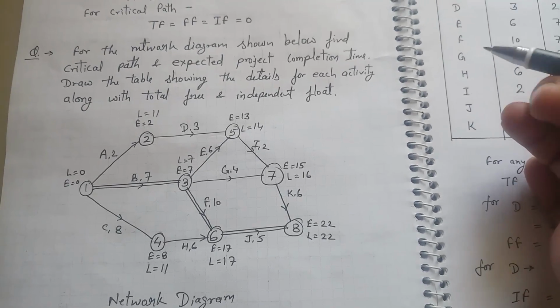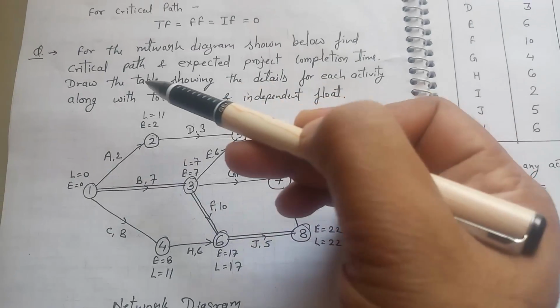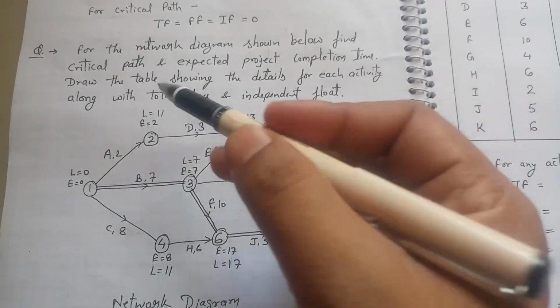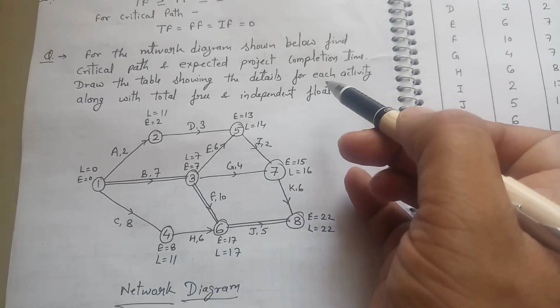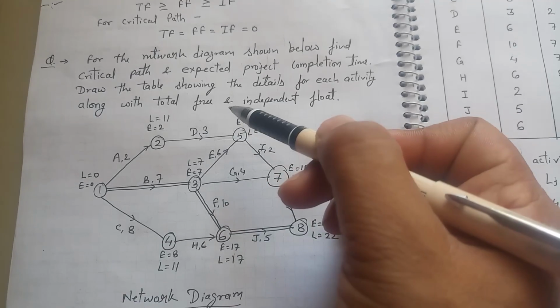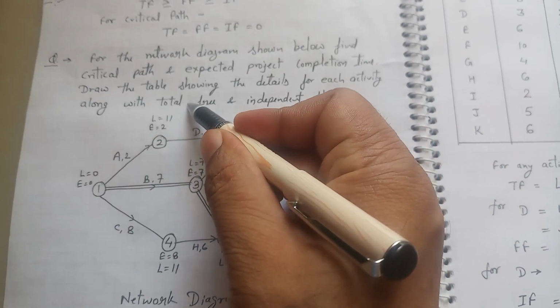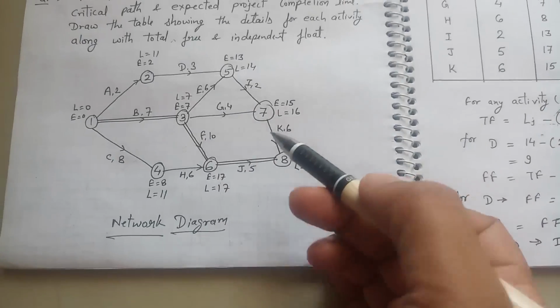So the problem is, for the network diagram shown below, find the critical path and expected project completion time. Draw the table showing the details for each activity along with the total, free and independent float. Total float. So this is your network diagram.